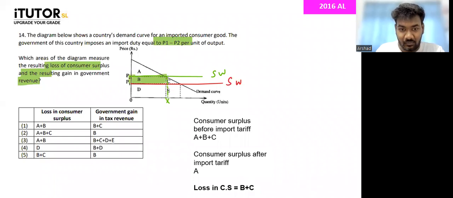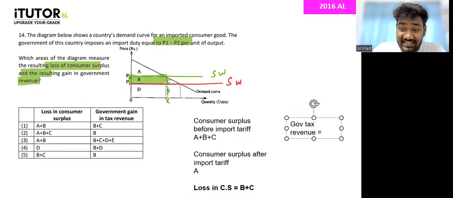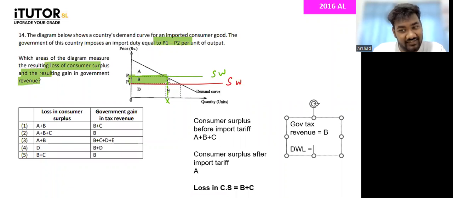Okay. So give me a second. Government tax revenue is how much? B. Yes, what is the deadweight loss in this question? Deadweight loss is C.